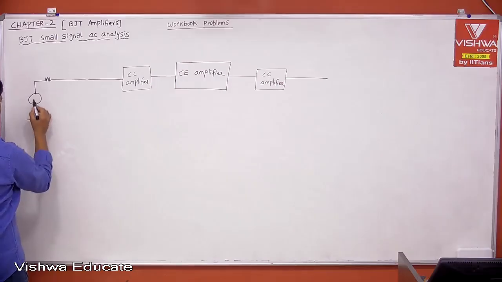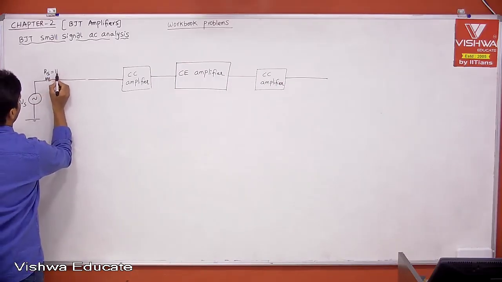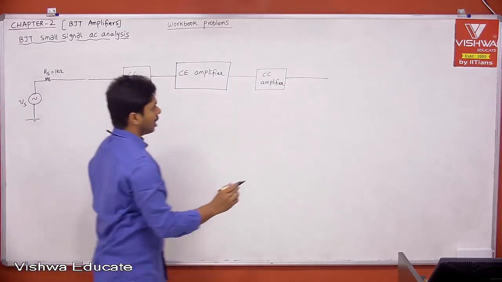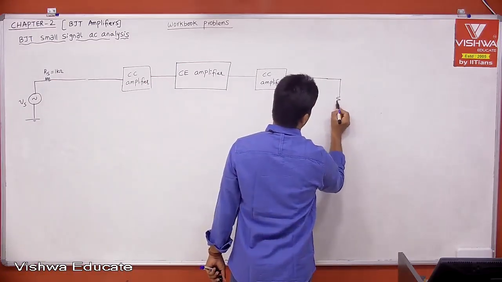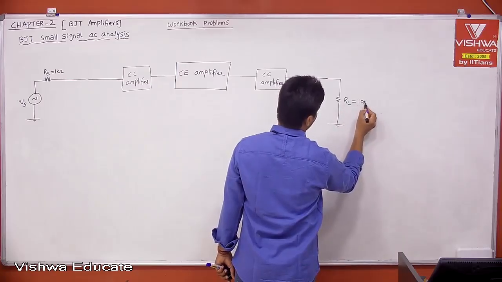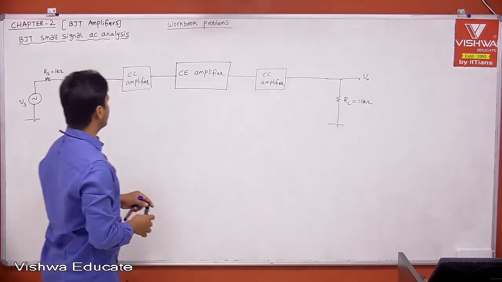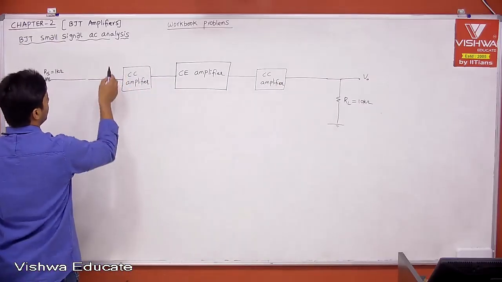This is the actual source, Vs. Now let us say Rs is equal to 1 kilo ohm. And this is the load, RL, which is equal to 10 kilo ohm. And this is your V0. Now we want to know what V0 is. This is our block diagram.